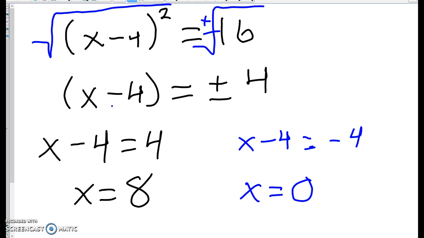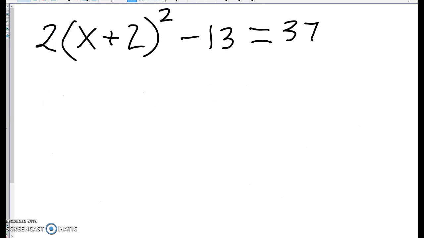At this step, if I wanted to, you could see that plugging in either of those numbers and simplifying, you'd get a true equation. So 8, for example, if we were to plug that in up here, we would get 8 minus 4, which is 4, squared equals 16. Same deal, 0 minus 4 is negative 4, and negative 4 squared is 16. Both of those are the numbers that would work for that equation.